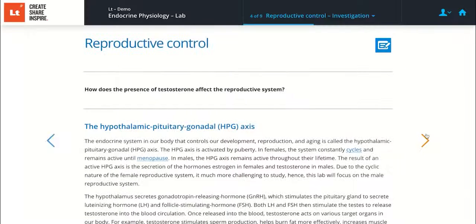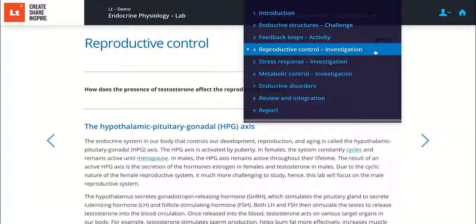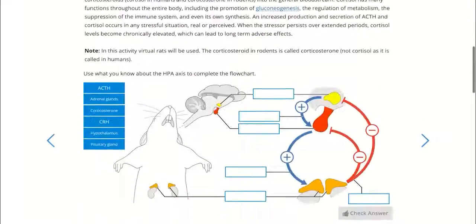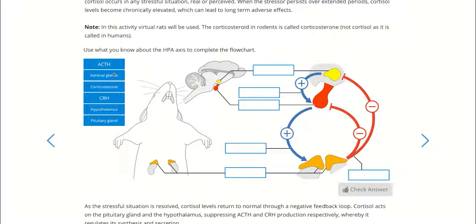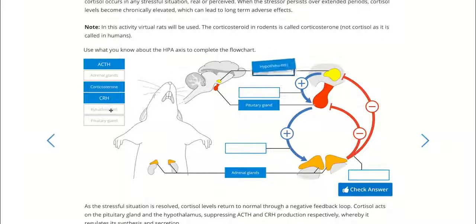In a series of case studies using rats, students investigate endocrine control of our reproduction, the stress response, and our metabolism. In each case, students first identify the organs and hormones involved in the particular pathway using visual flowcharts.